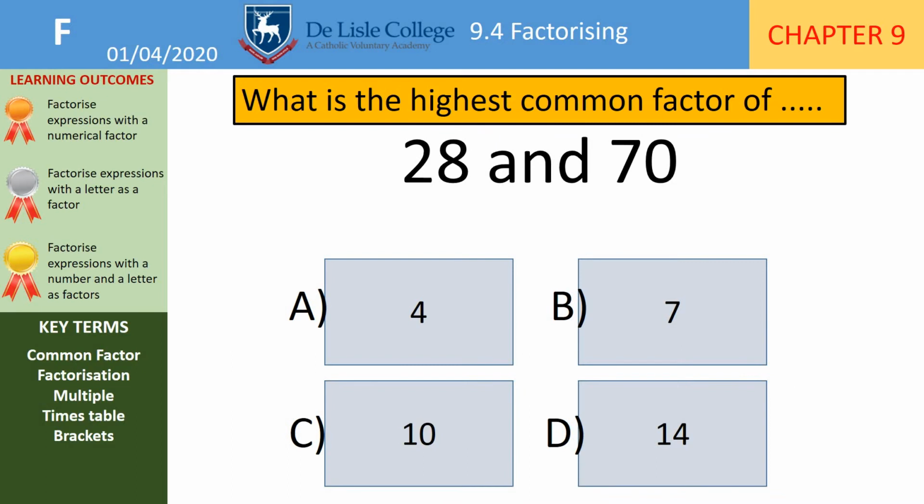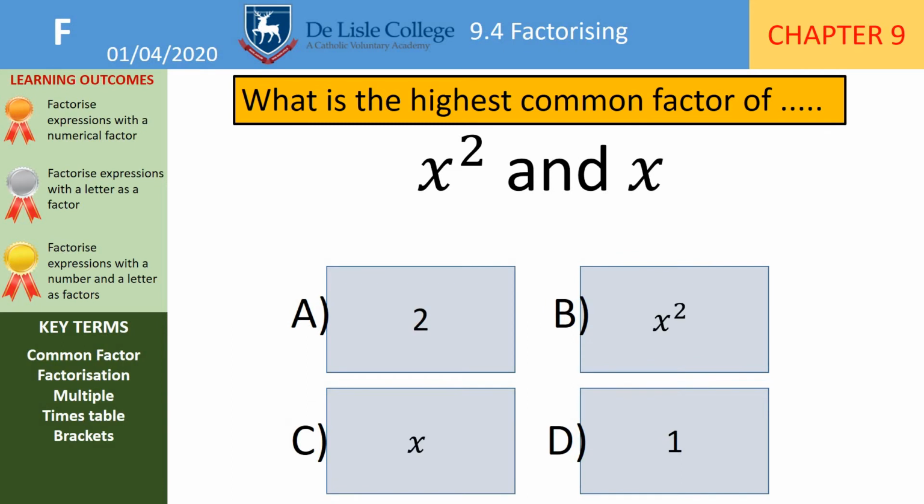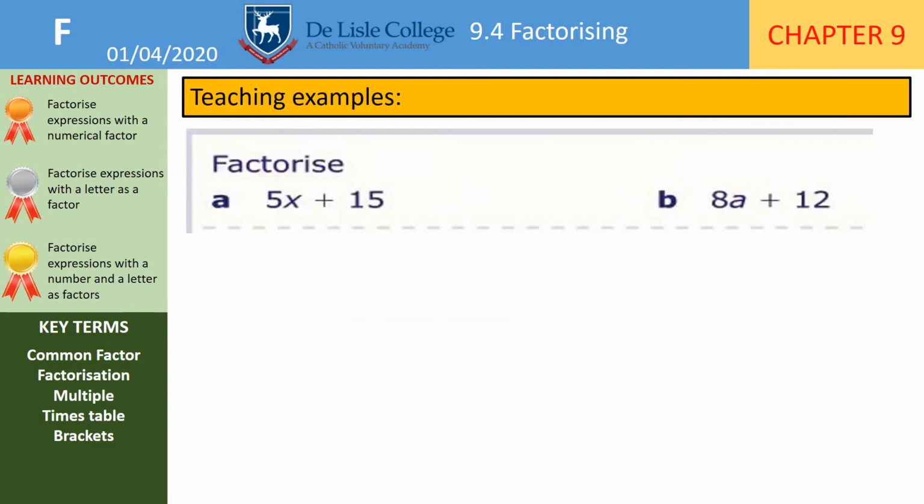What's the highest common factor of 28 and 70? You might be thinking 7, but in fact it's 14, because 28 is 2 times 14 and 70 is 5 times 14. What's the highest common factor of x squared and x? Well, x is the only thing in both of them, so x is the highest common factor.